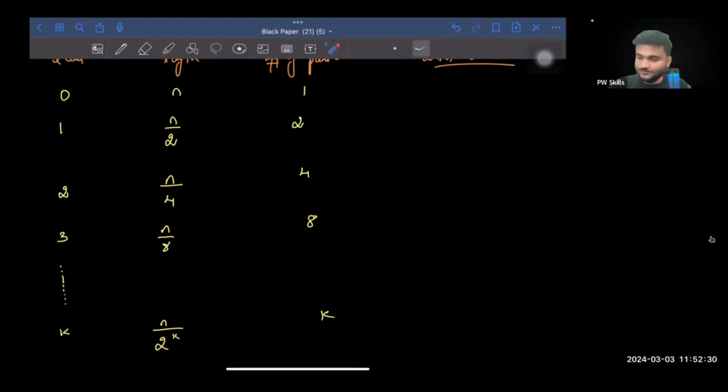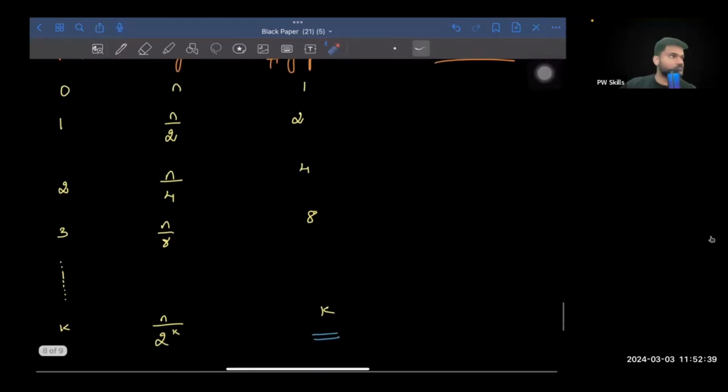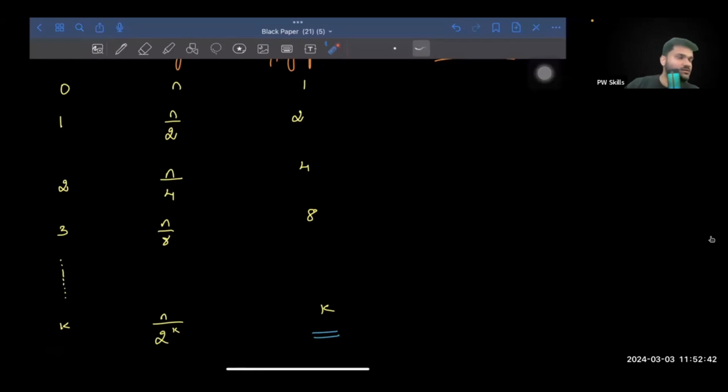Okay. Now, if you have k arrays, Rushikesh, which part?